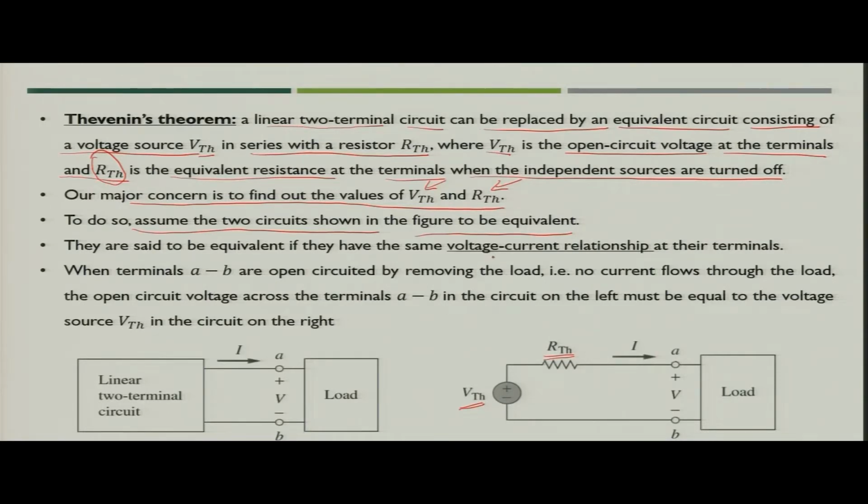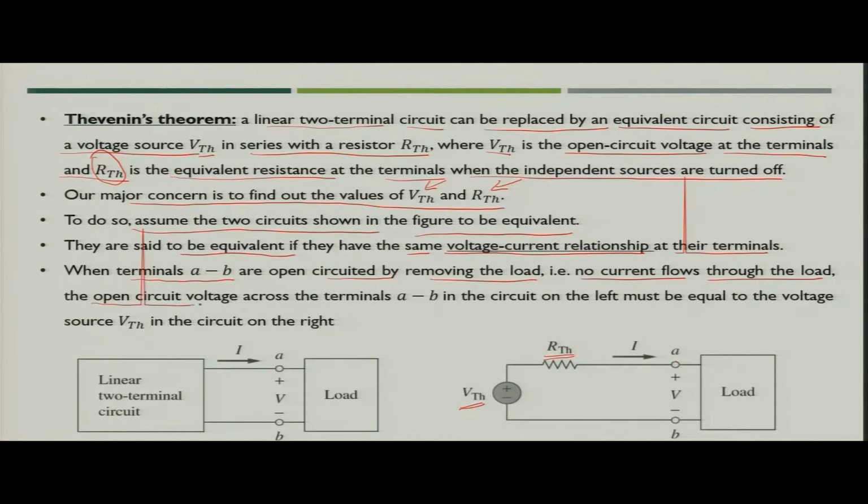You have to keep in mind that these circuits are said to be equivalent only when the voltage-current relationship is the same for both circuits at their terminals. Now, when terminal A is open circuited by removing the load, no current will flow through the load.